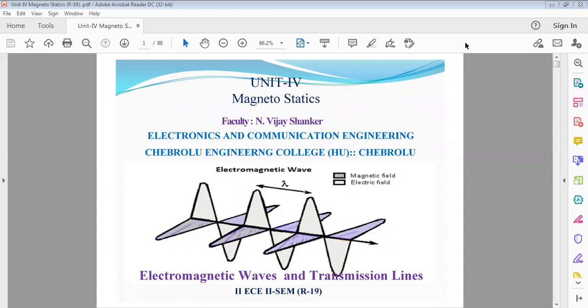In yesterday's class, we discussed the boundary surfaces between dielectric and dielectric for electrostatics, nothing but the electric field and the electric flux. In this class, we go for the discussion about the boundary conditions, or the boundary surfaces, between dielectric and dielectric for the magnetic field and the magnetic flux, or boundary conditions for magnetostatics.